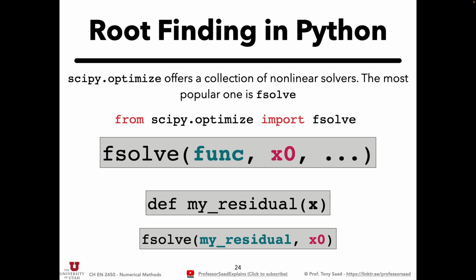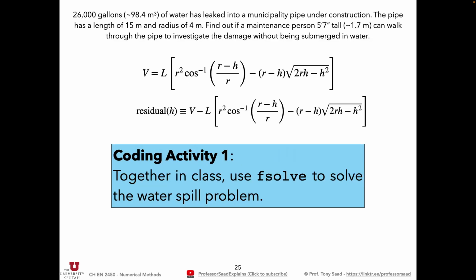Okay. And the way this works is, for example, like this. I would define my residual function, a routine, and I provide it with the variable of interest. I compute something, the residual function. I return it. And then I call fsolve and tell fsolve, this is my residual. I just give it the name of my residual routine, and an initial guess. Okay? All right. So now, together in class, we are going to solve this flooding problem. This is the original residual function. We're going to use fsolve to solve the water spill problem. Okay? Let's go ahead and do that.